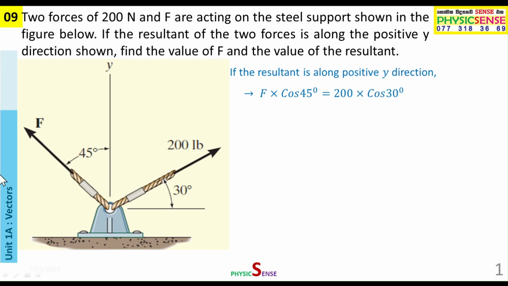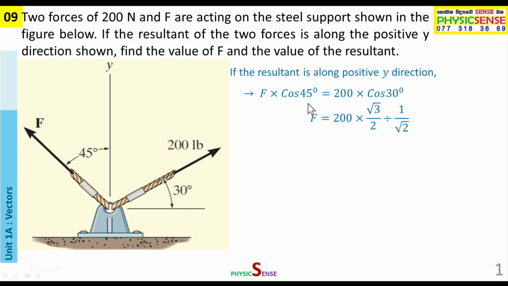So if the resultant is along the positive y direction, the equation is F cos 45 is equal to 200 cos 30. F is this force, and if you consider the component along the negative x direction, this angle is 45. So you can find the component of F along the x direction, that is F cos 45. That should be equal to 200 into cos 30, because this angle is 30. So the horizontal component of the 200 force is 200 cos 30. By solving this equation, you can find F.